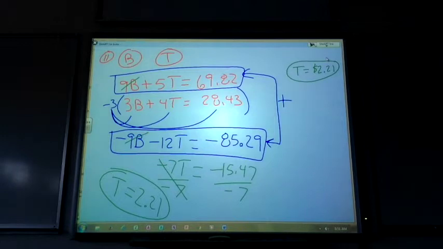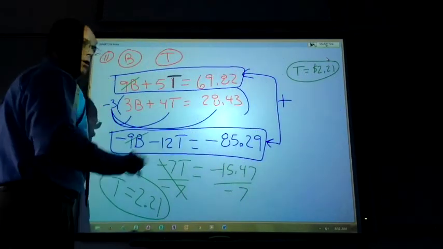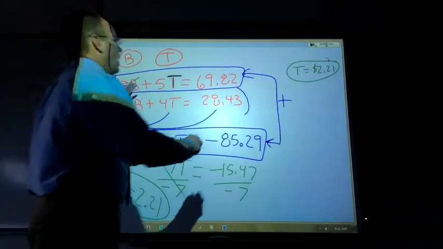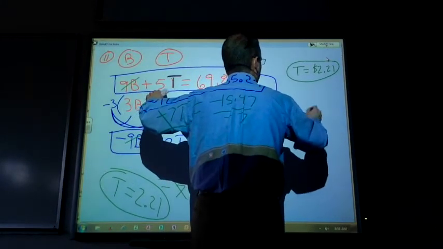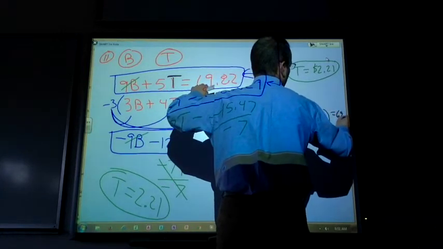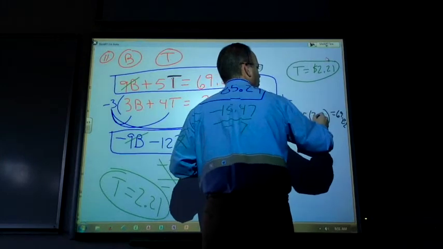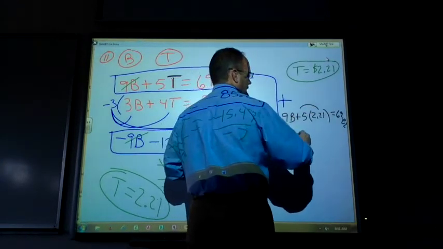Plug it in where? Which of the red equations do I want to plug into? Your choice, top or bottom? Top. All right, so I know my taco cost, and I'm plugging it in right here. Still with me? If you have a calculator, keep it out, please. So I get 9B plus 5T equals 69.82. I'm going to put 2.21 in. 5 times 2.21 is 11.05, thank you.